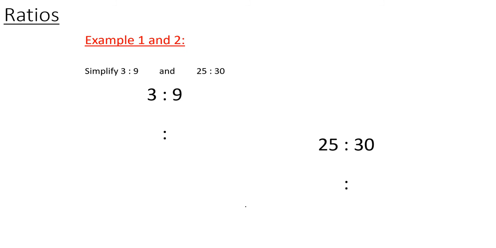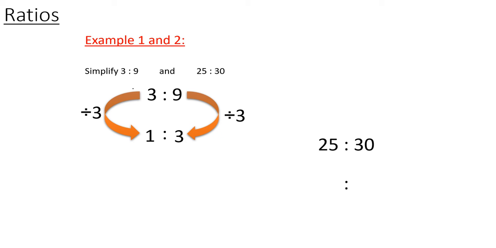Another example, if you copy this down as well. We're simplifying 3 to 9 and 25 to 30. The first one, 3 to 9, is very similar to that previous example we just did. We can divide both sides by 3: 3 divided by 3 gives us 1, and 9 divided by 3 gives us 3.